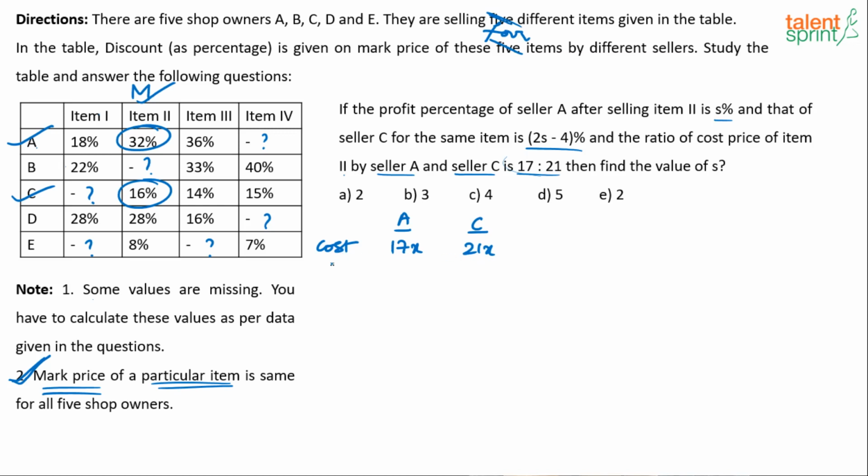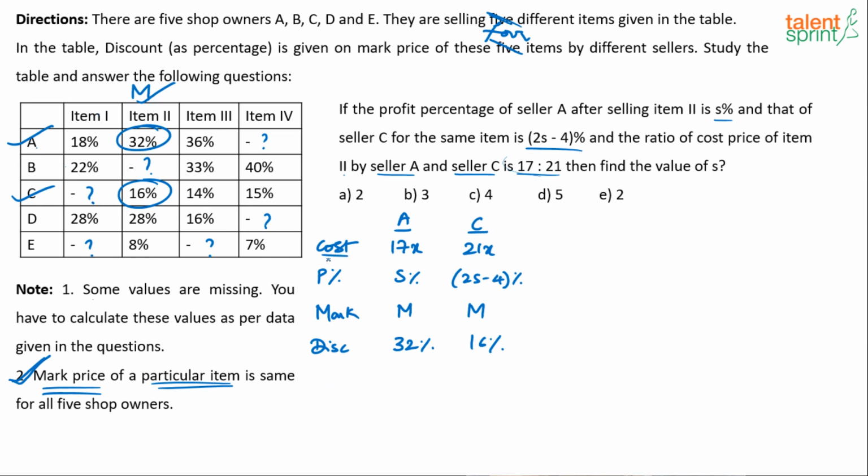Then what else do we know? The profit percentage is what? S percentage for seller A and 2S minus 4 percentage for seller C. Then we also know the marked price, right? What's the marked price? M and M for both of them. There's no difference. And then we know the discount, right? What's the discount? Discount by seller A is 32% and that by seller C is 16%.